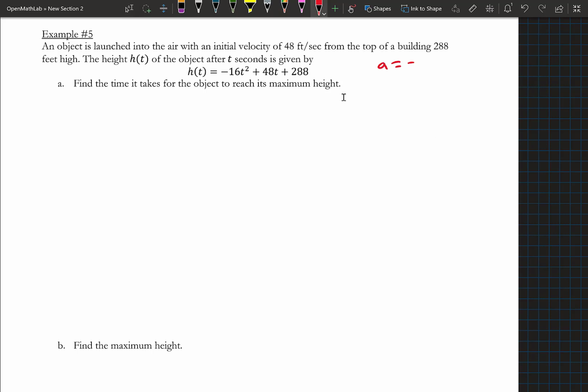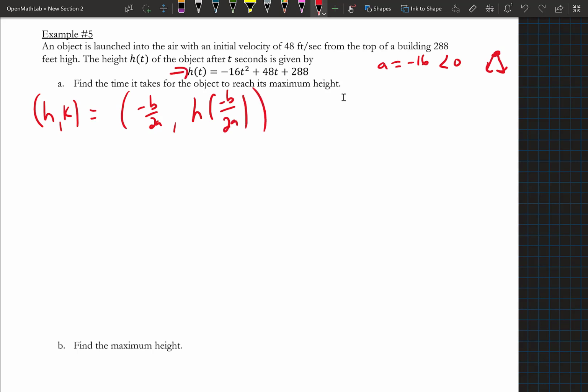So a is equal to negative 16, which is less than 0. That tells me my graph is opening downward. So the maximum height occurs at the vertex, and that's what I want to find. So I want to find (h, k), which instead of using f, I'll write as (-b/2a, h(-b/2a)) because I'm using the h function. So negative b divided by 2a is going to equal negative 48 over 2 times negative 16, which is equal to 1.5.